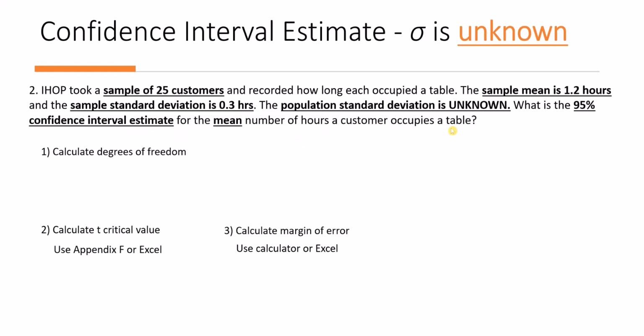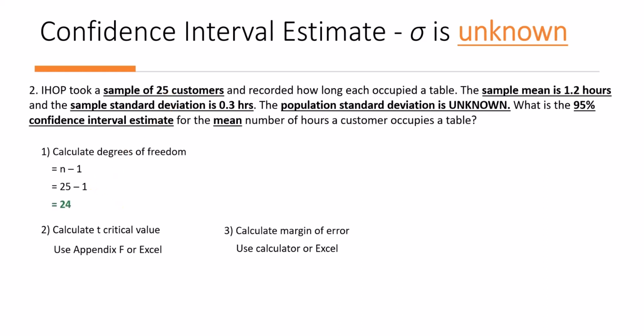So we know this is a situation where we do not know the population standard deviation. So we are going to be using the t distribution here. Step 1 is to calculate the degrees of freedom. So that's going to be n minus 1. The sample size is 25. So 25 minus 1 is 24.